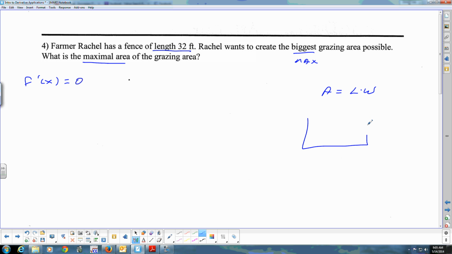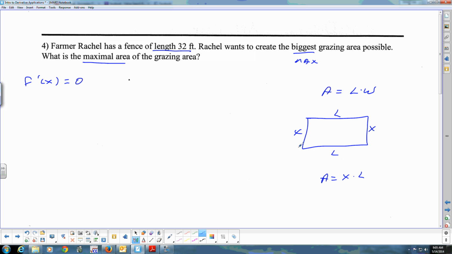So let's say these sides are x, these sides are your L. Right now, what you'd have is area is equal to x times L. I can't have a formula with two variables in it and take the derivative. You guys don't know how to do that yet. So what I need to do is get rid of the L.